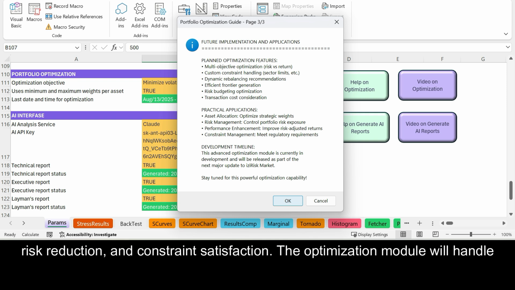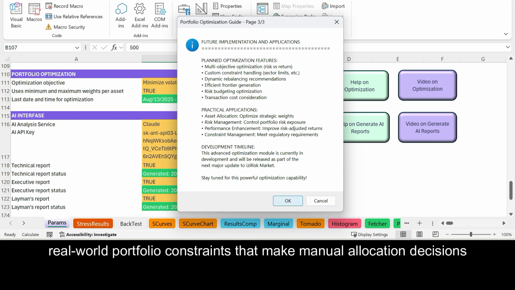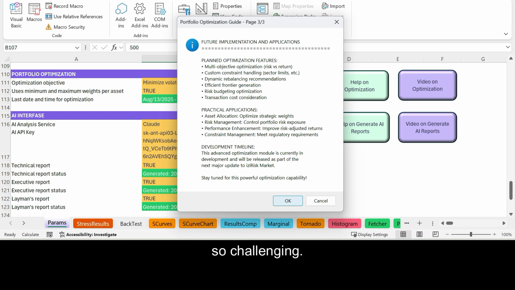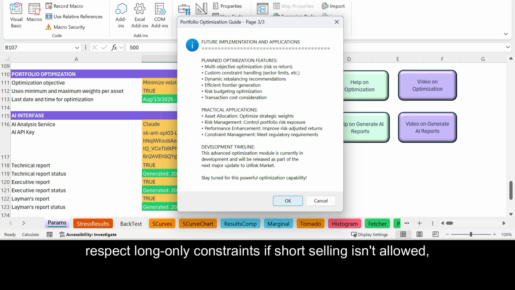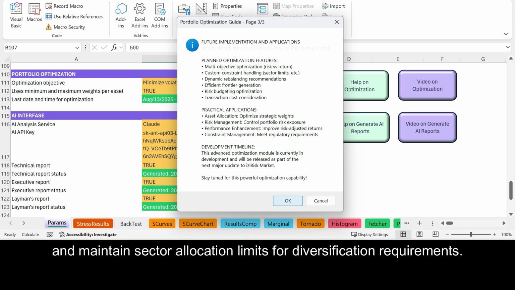The optimization module will handle real-world portfolio constraints that make manual allocation decisions so challenging. It will enforce weight normalization, so allocations always sum to 100%, respect long-only constraints if short selling isn't allowed, and maintain sector allocation limits for diversification requirements.